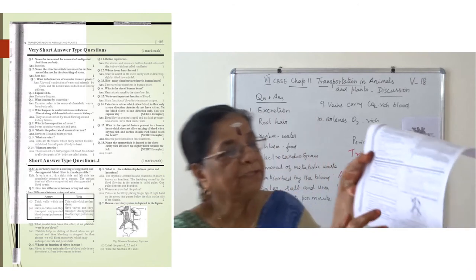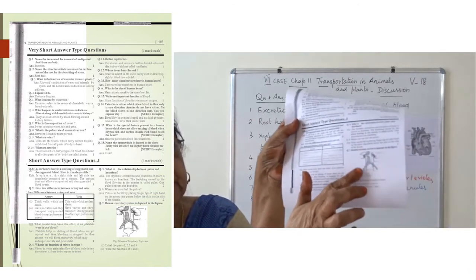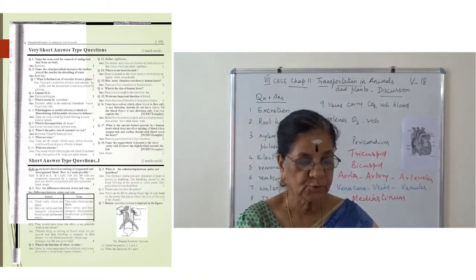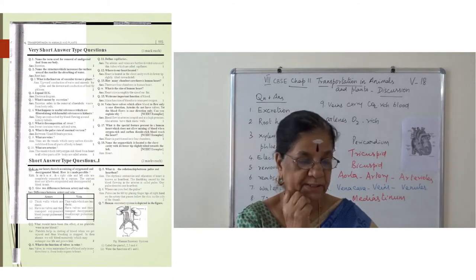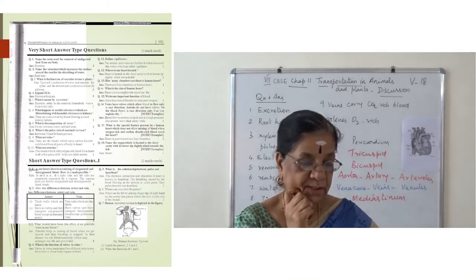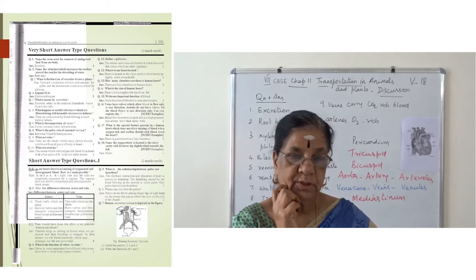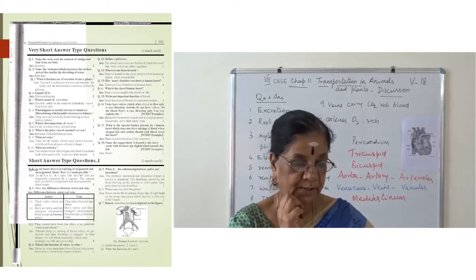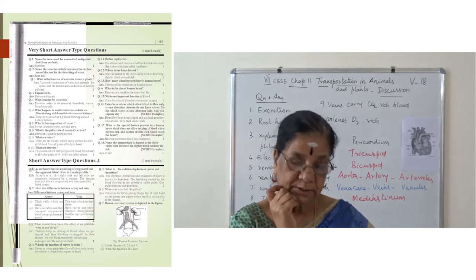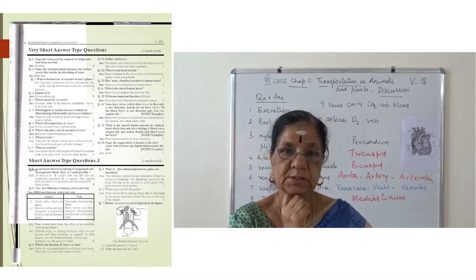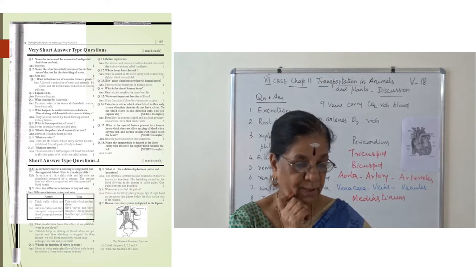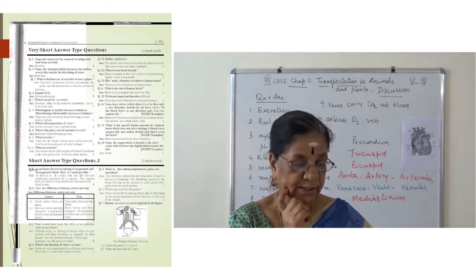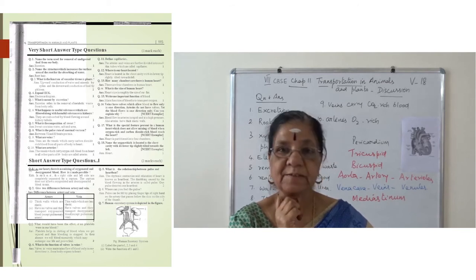Okay. Now in the figure, label the parts 1, 2, 3 and 4. 1 kidney, 2 ureter, 3 urinary bladder, 4 urethra. I repeat, 1 kidney, 2 ureter, 3 urinary bladder, 4 urethra. Now write the function of 1 and 3.